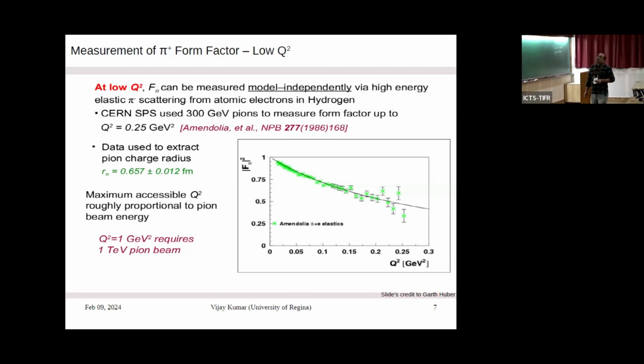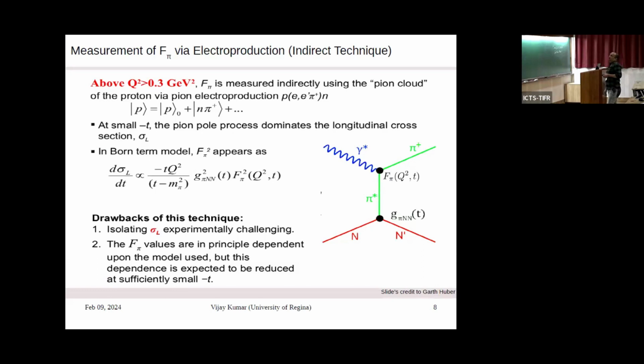But the problem with this technique is that we cannot reach higher Q squared if we want a measurement with direct scattering for the form factor. So let's say we want 1 Q squared, then we need a 1 TeV pion beam, which is not practically possible. But then electroproduction comes into the picture, which is an indirect technique to extract form factors at higher Q squared.